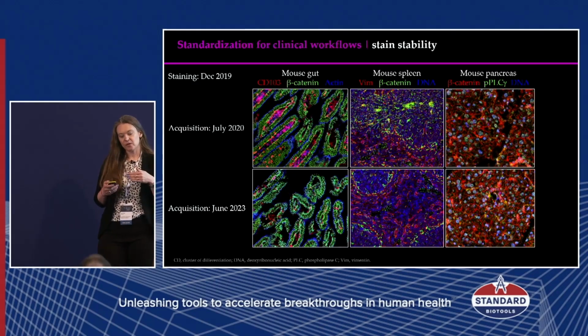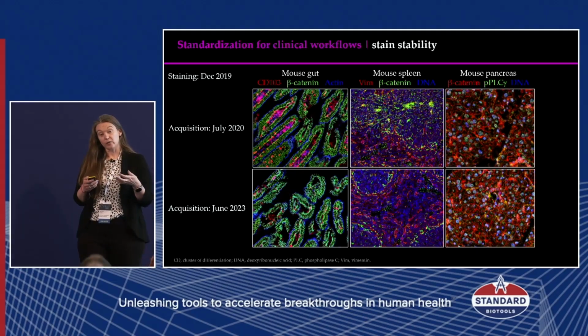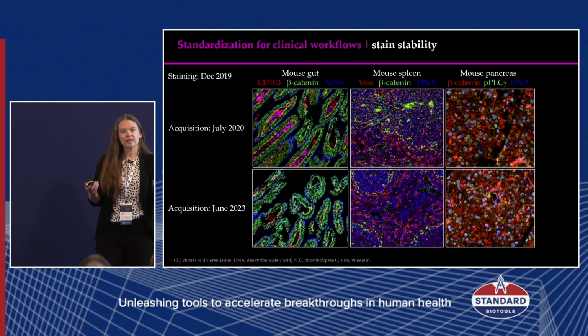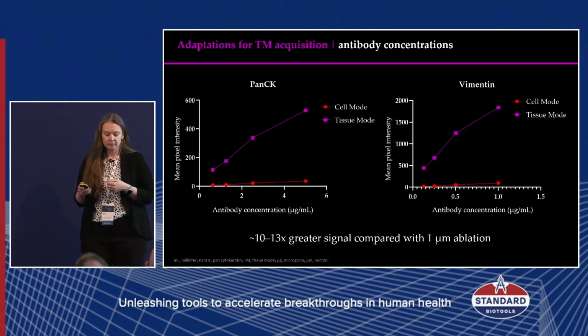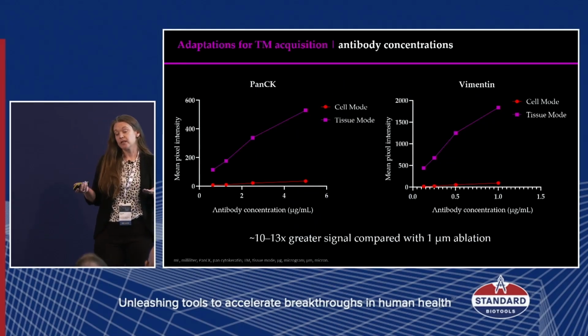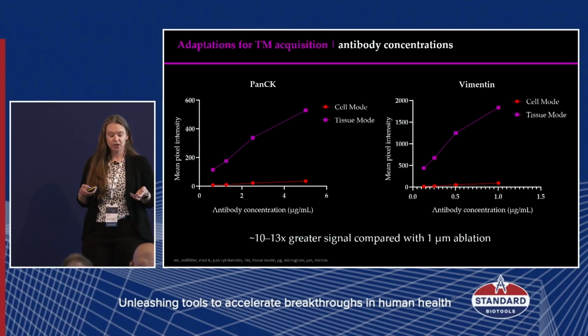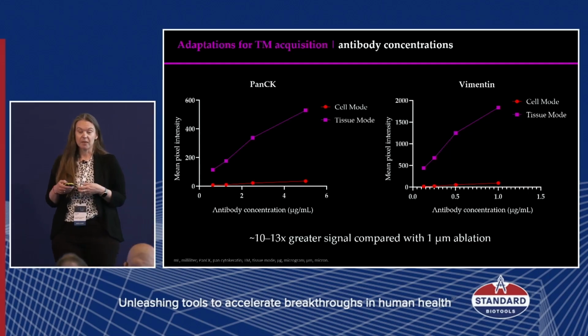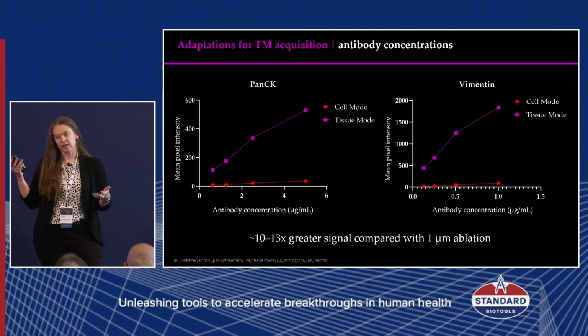So the jump to the 5 micron also added another level to it. There are other things to consider. The one thing we know is we're getting more tissue into the machine. So how does that impact the amount of antibody we need to use? And so what we did is we took a titration series we had previously run at 1 micron, ran 5 microns on the unablated tissue, and then compared the mean pixel intensities. And you can see that they're significantly higher in the tissue mode acquisition.